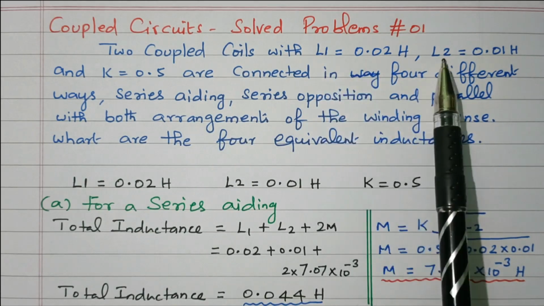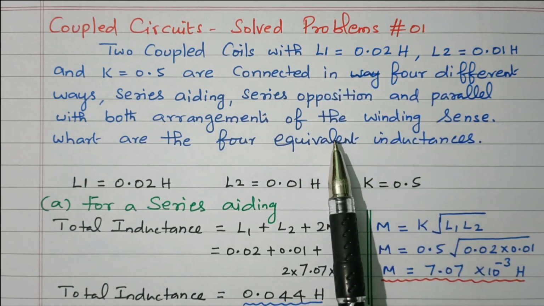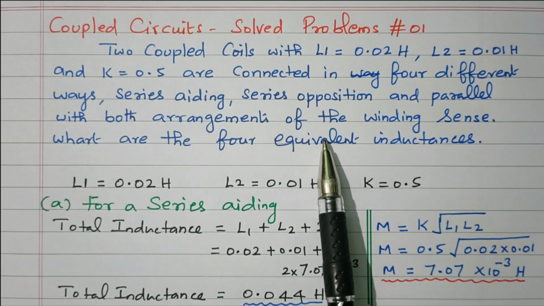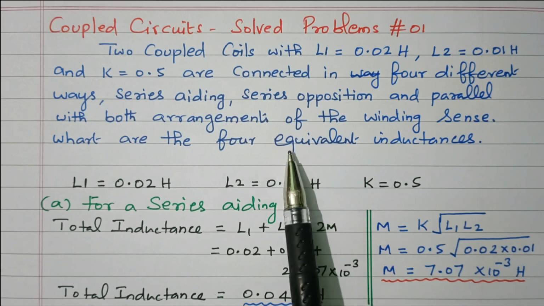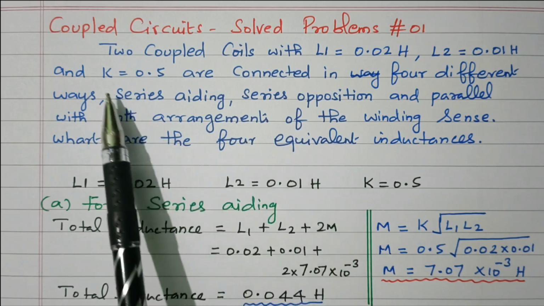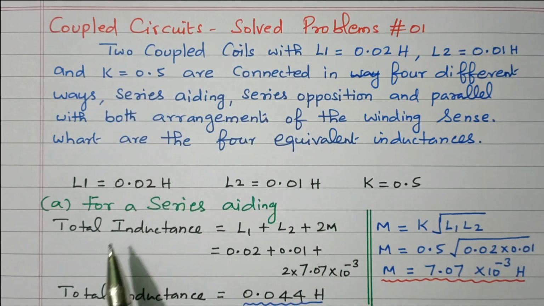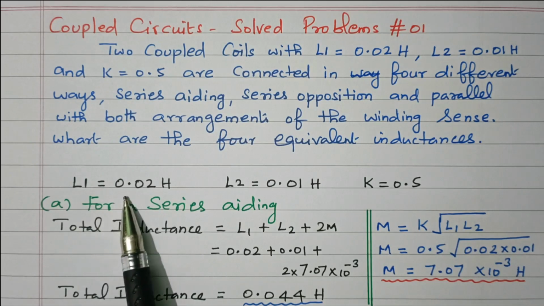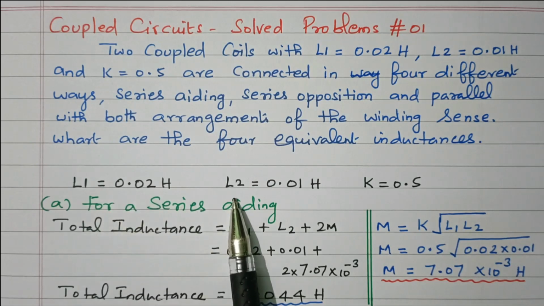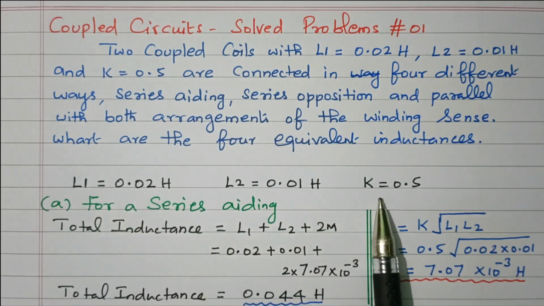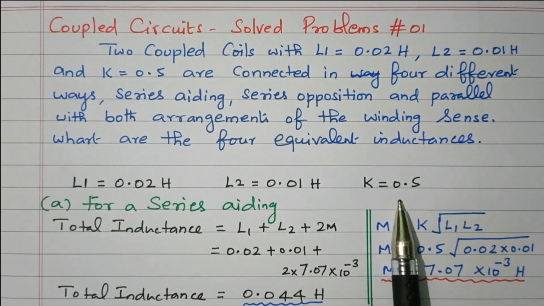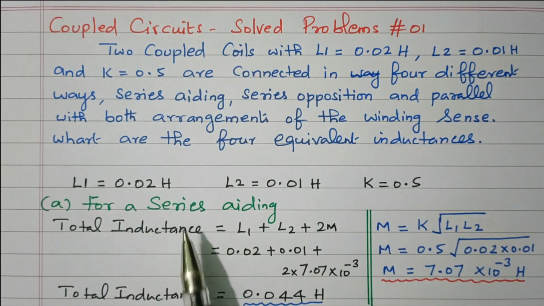So the L1 and L2 are connected in four different ways: series and parallel, adding and opposition, four combinations. We need to find the equivalent inductance for these four combinations. The coupling coefficient is given as 0.5. So L1 equal to 0.02 Henry, L2 equal to 0.01 Henry, coupling coefficient K equal to 0.5. First we will see the series adding.